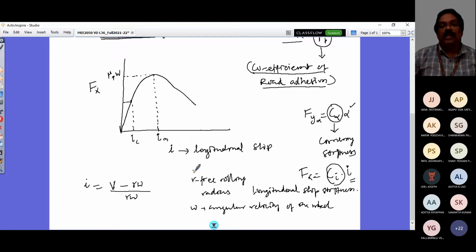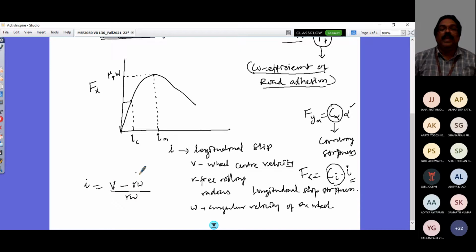And V is the wheel center translational velocity, the forward velocity, right? Or you can say that's the vehicle velocity also. So there will be a difference in this. So what is this V?